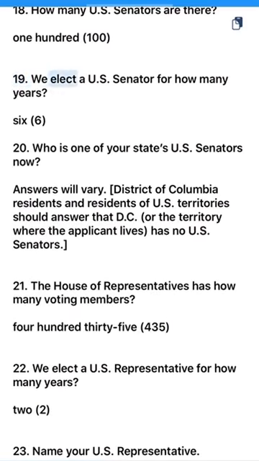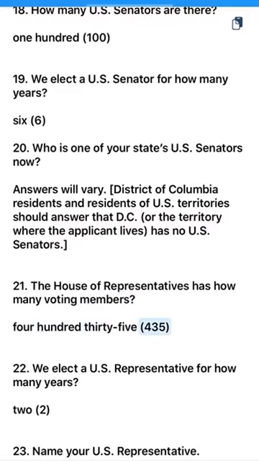19. We elect a U.S. senator for how many years? 6. 20. Who is one of your state's U.S. senators now? Answers will vary. District of Columbia residents and residents of U.S. territories should answer that D.C. or the territory where the applicant lives has no U.S. senators.